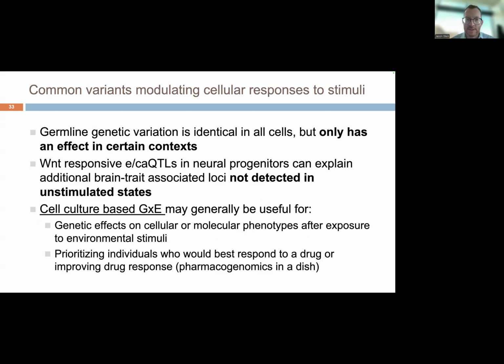Okay, to summarize this portion, germline genetic variation is identical in all cells, but can have effects in certain contexts. Wnt responsive expression or chromatin accessibility QTLs in neural progenitor cells can explain additional brain trait associated loci that are not detected in unstimulated states. In general, we think that this cell culture-based gene by environment interaction may be useful for identifying genetic effects on cellular or molecular phenotypes after exposure to environmental stimuli, or a pharmacogenomics approach, prioritizing individuals who may best respond to a drug. We are pursuing this in other projects in the lab currently.